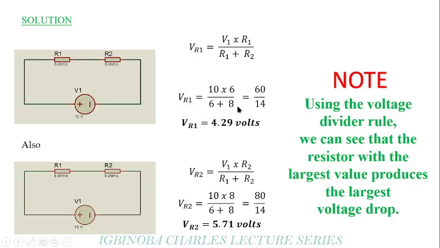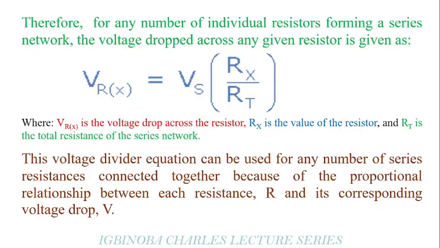So when you are trying to apply the law in solving equations, take note, it is the resistance with the higher value that will produce the higher voltage drop. Like in this example, now the 8 ohm voltage drop is 5.71 and the lower voltage drop is for the 6 ohms resistor. So with this information, it's easier for you to know when you are making a mistake when solving or when you are getting the correct answer.